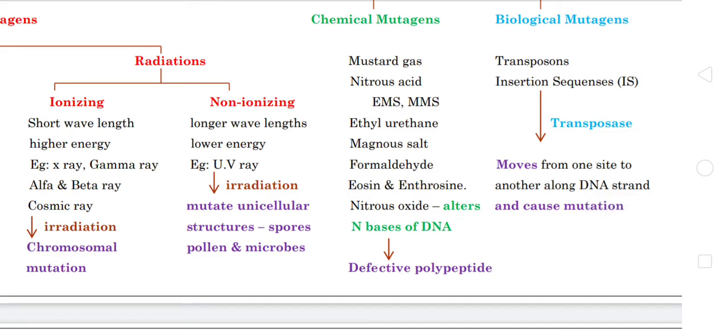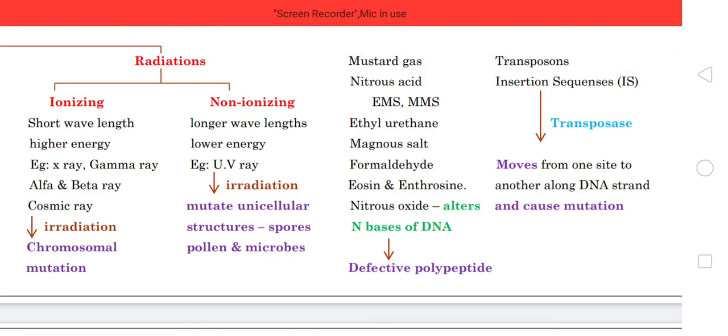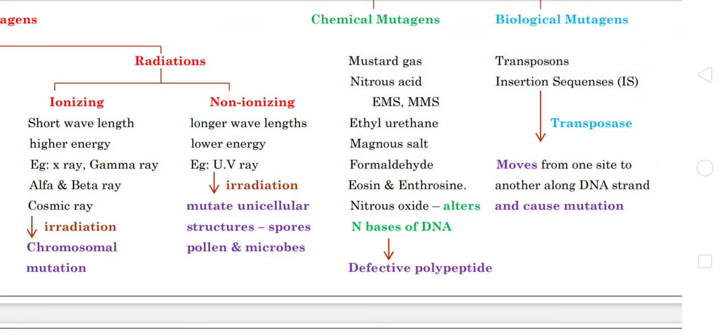And next we are going to discuss a very important chemical mutagen, nitrous oxide. If it is exposed to the plant surface region, it can change the nitrogenous bases of the DNA. As a result, it can disturb both replication as well as the transcription process. Ultimately, protein production, polypeptide formation, is going to be interrupted in the translation process.